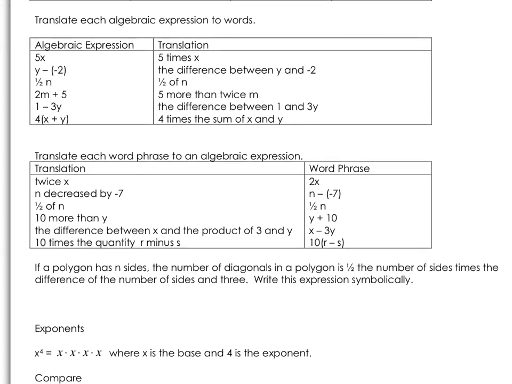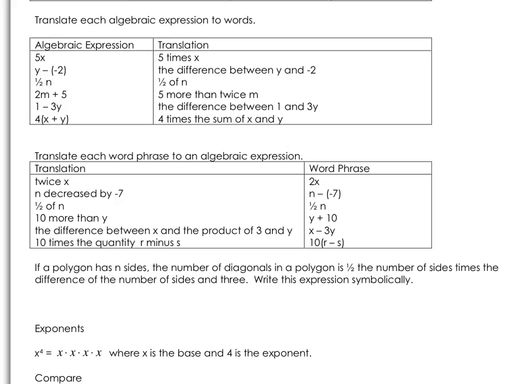So let's translate each algebraic expression into words. 5x, 5 times x. What about y minus a negative 2? We can say that's the difference between y and negative 2. The word difference means you subtract. 1/2 times n, we can say 1/2 of n. Of means multiplication.